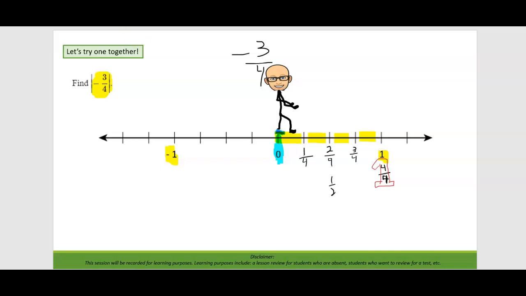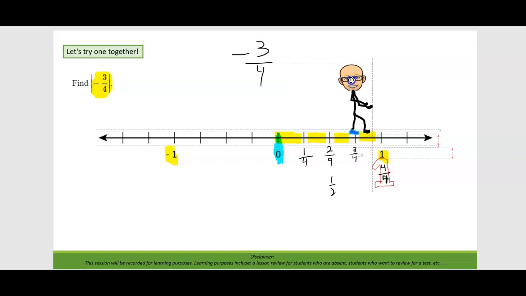Okay, back to business. Well, we want to go to a negative 3/4. If I wanted to go a positive 3/4, well, we know that, right? That's going this way. A 1/4, a 2/4, and a 3/4. And what's that distance? That distance is from 0 to 3/4. It's a total of 3/4, a positive 3/4.